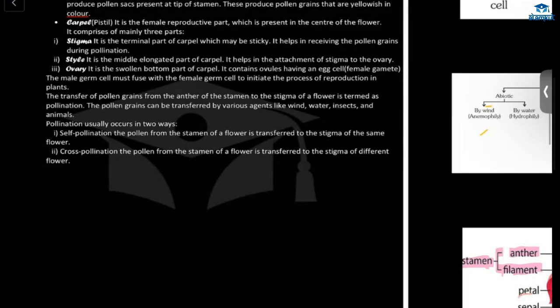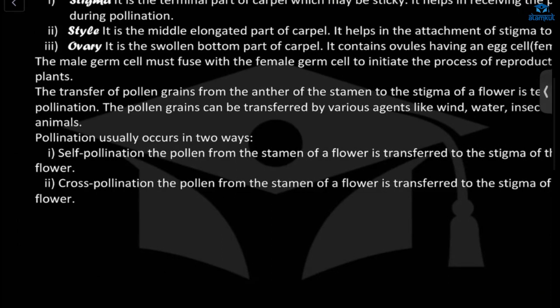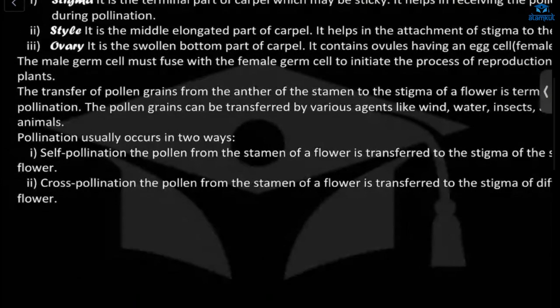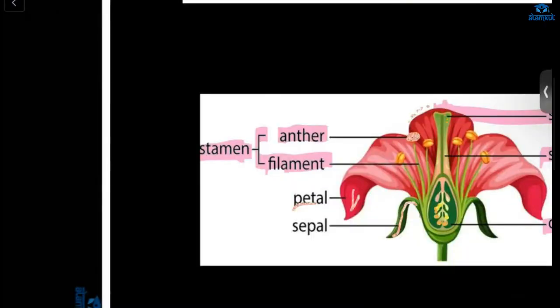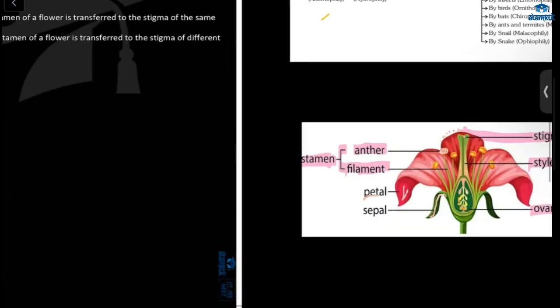I have already told you how reproduction happens. It happens in two steps: gamete formation, and then the fusion of the gametes. The male germ cell will form male gametes, which in the flower are produced in the anther. Then this anther bursts and gives off the pollen grains. The pollen grain must come in contact with the stigma. The transfer of pollen grain from the anther to the stigma is called pollination.